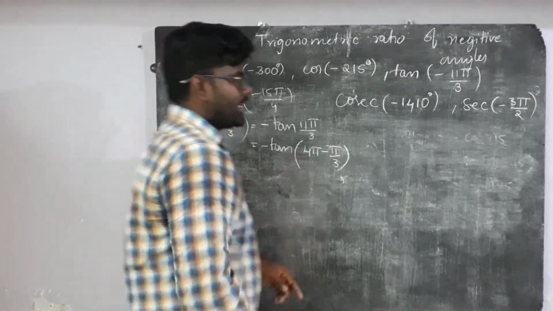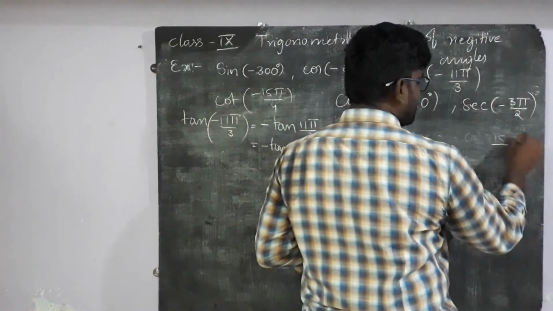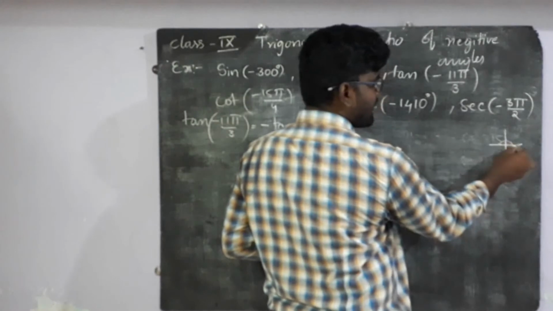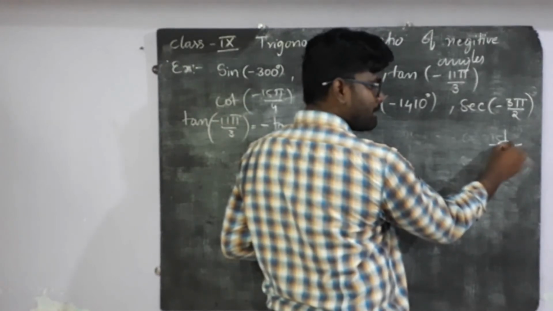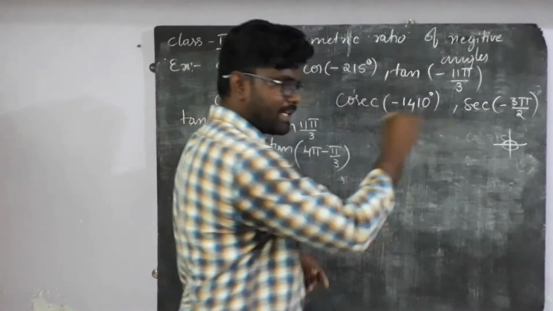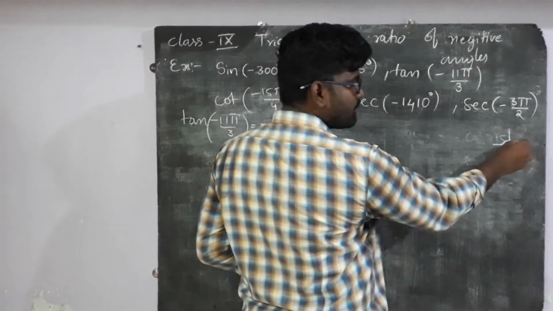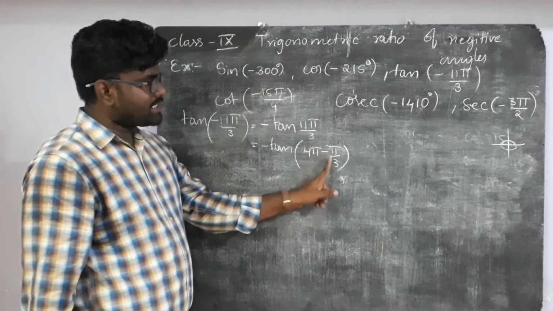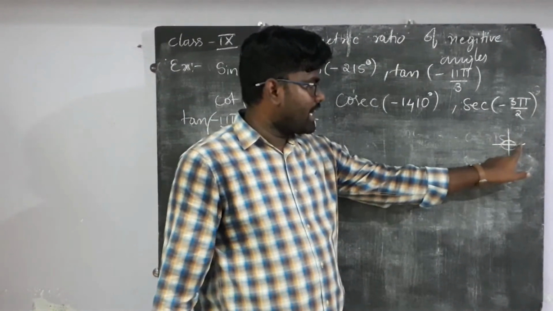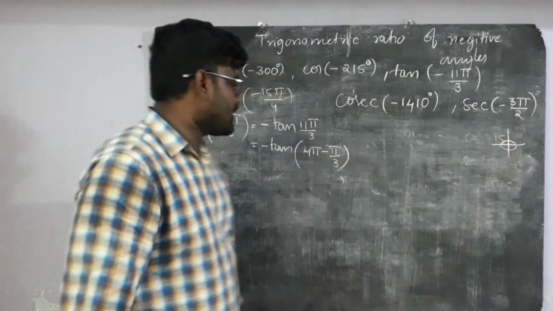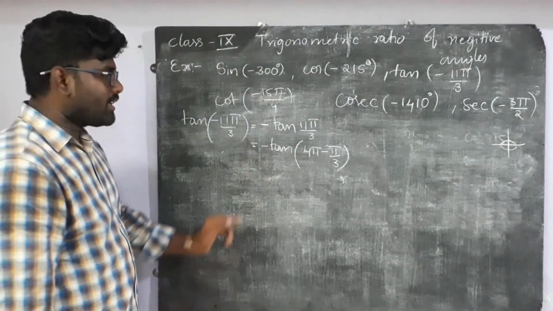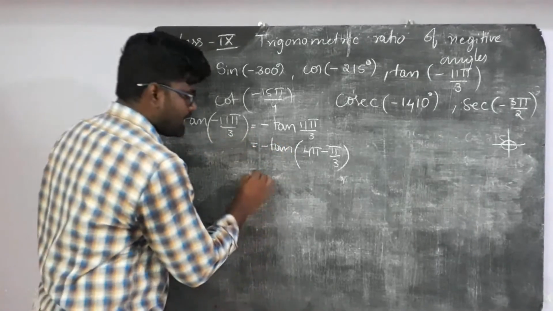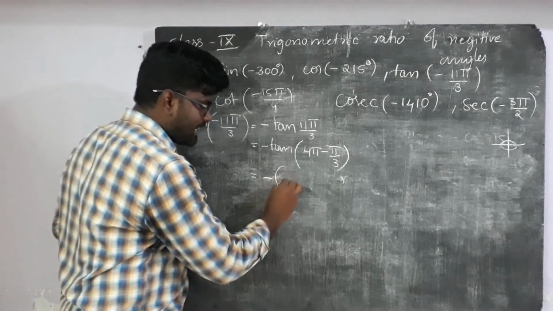Whenever we are taking the coordinate system, one half rotation over means 180 degrees, that is nothing but pi. 2 pi means a complete rotation over. Again 2 pi, that is 4 pi, means 2 complete rotations over, and then minus theta means fourth quadrant. In the fourth quadrant, what are positive? Cos and secant are positive. Tan is negative. That means already minus is there, so we are getting a negative answer.